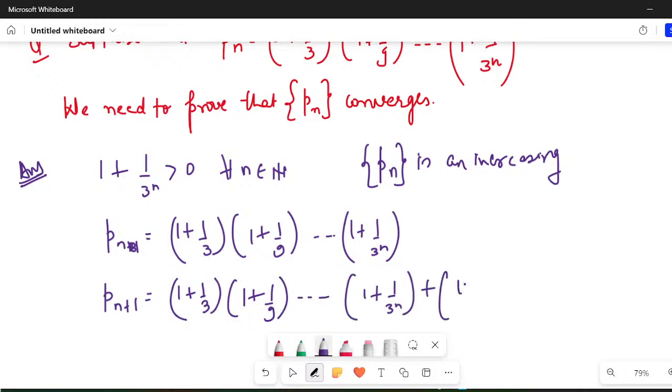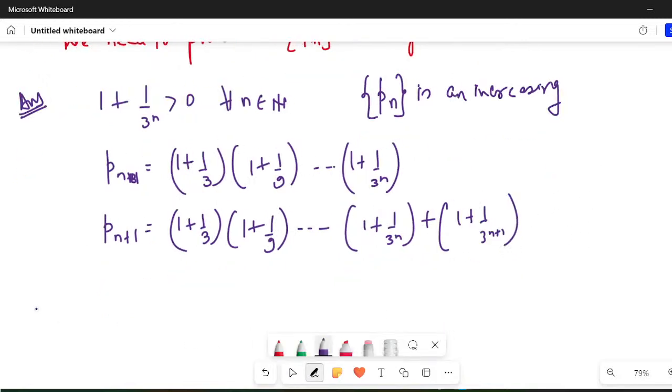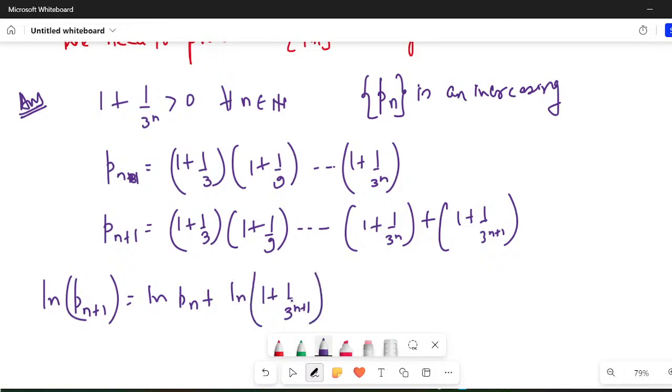And then you will have 1 plus 1 upon 3 raised to power n plus 1. And if I take log on both sides, what I will get? I can simply write that ln of Pn plus 1 would be simply ln of Pn plus ln of 1 plus 1 upon 3 raised to power n plus 1. If I take a log here, log of a into b into c into d is log of a plus log of b plus log of c plus log of d. So if you can see that ln of Pn plus 1 minus ln of Pn would be what?